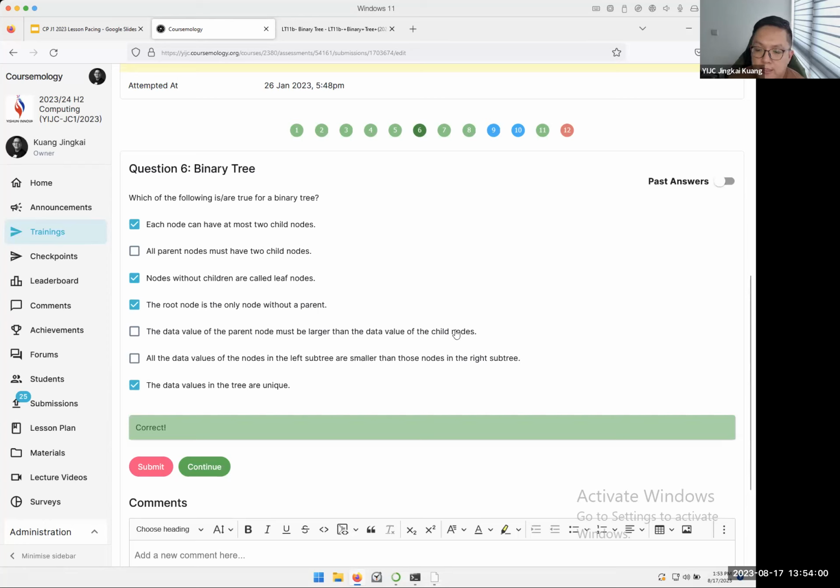Okay, next, all the data values of the nodes in the left subtree are smaller than those nodes in the right subtree. Again, because this is a binary tree, there's no such requirement. Okay, then you don't have it. Okay, data values in the tree are unique. This one is similar to, I think, your hash table as well. We don't store repeated data.